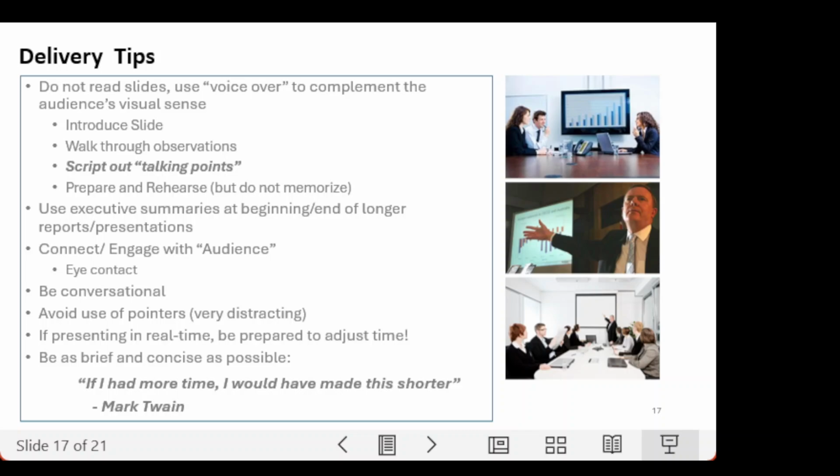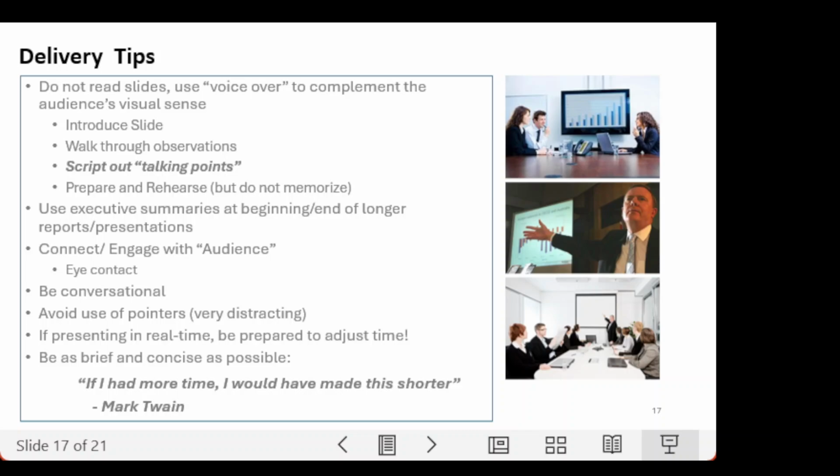Introduce a slide. Maybe you need to talk about a specific graphic, what's on the X and Y axis, the trend over time. Walk through your observations. Again, it is very helpful to script out your talking points. Think about the best language you can use to get your point across in a concise manner. Prepare and rehearse, but don't memorize. Use executive summaries at the beginning and end of longer reports and presentations.